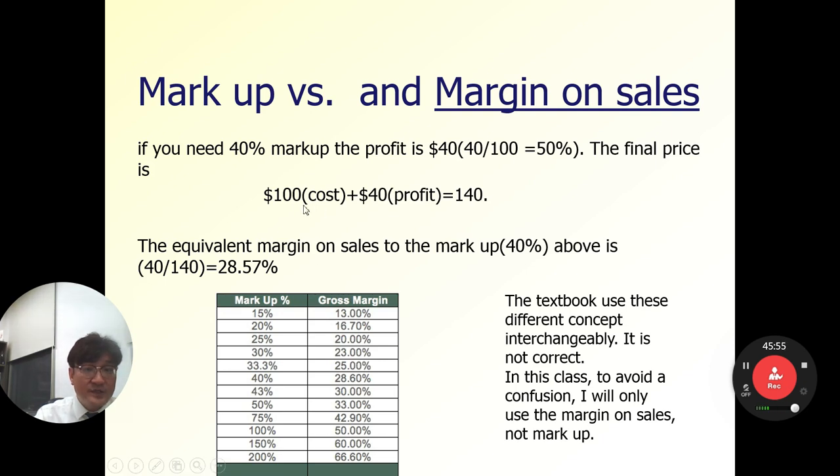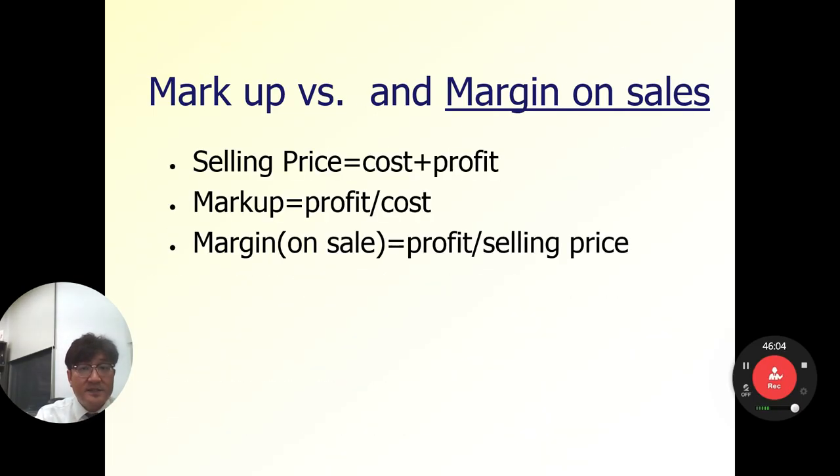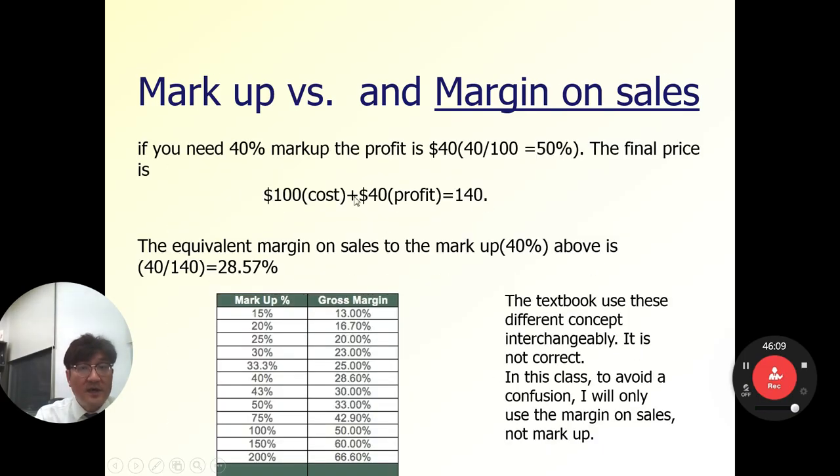In this case, you need to calculate the margin on sales, which is easy. Margin on sales is profit divided by selling price. You know the profit and you know the selling price. All you need to do is calculate 40 over 140. So the equivalent margin on sales is going to be 28.57%.